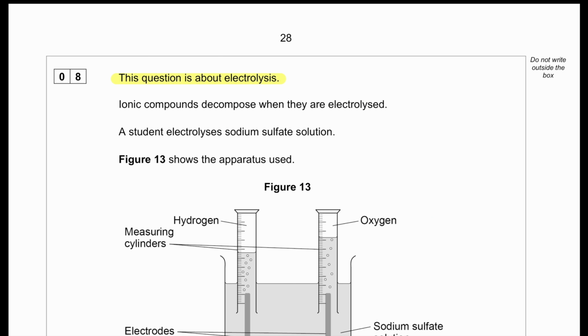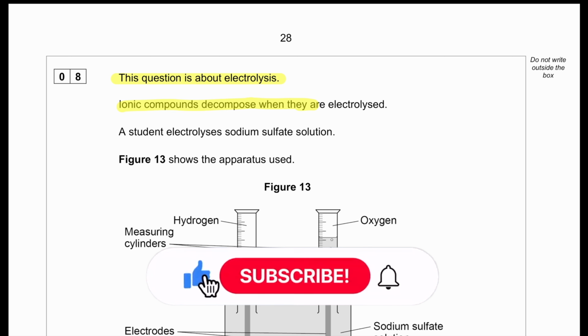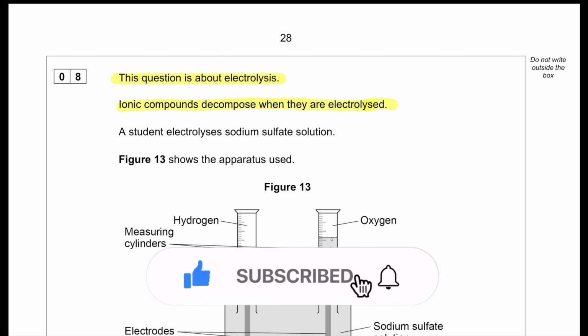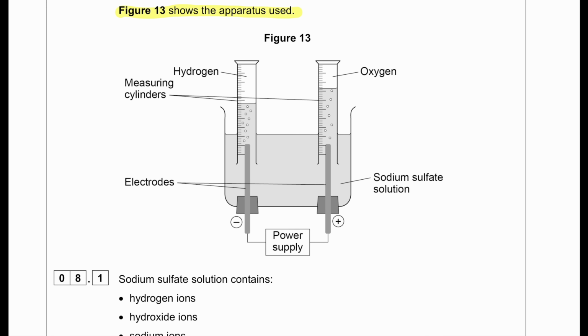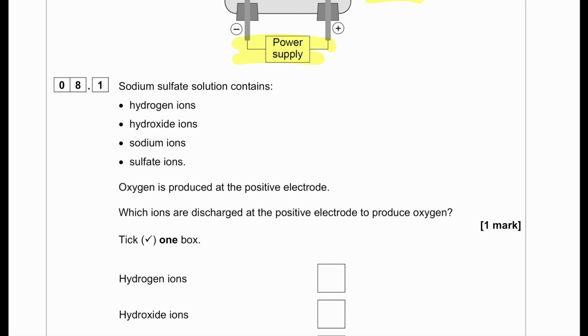This question is about electrolysis. Ionic compounds decompose when they are electrolyzed. A student electrolyzes sodium sulfate solution. Figure 13 shows the apparatus used. Hydrogen is produced, oxygen is produced, measuring cylinders, electrodes, sodium sulfate solution, and DC power supply. Great. Sodium sulfate solution contains hydroxide ions, hydrogen ions, sodium ions, and sulfate ions.